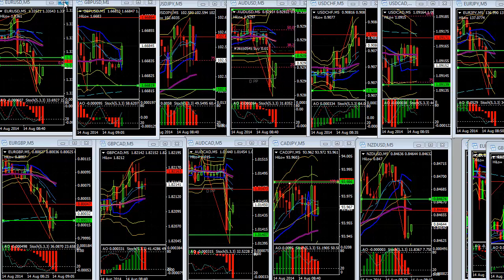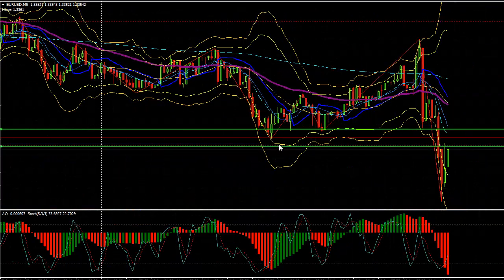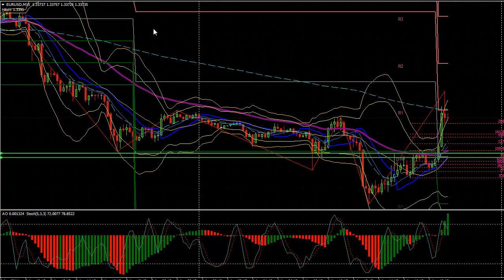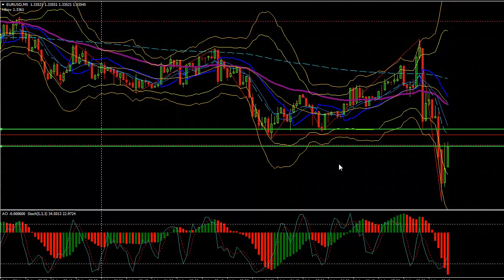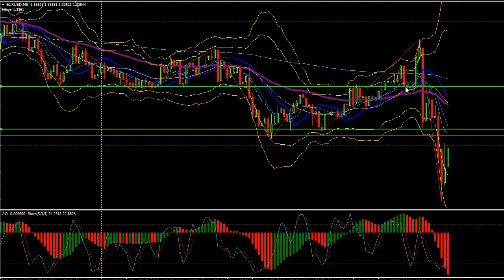What have we got there? Euro US dollar. Alright, that's busted down on some sort of news, and it's come up to that line. Now, where did that line come from? Let's have a look on the 15. That was an old low back here. I actually prefer this one here, just above it, it's a bit stronger. So we might actually just move that up to there.